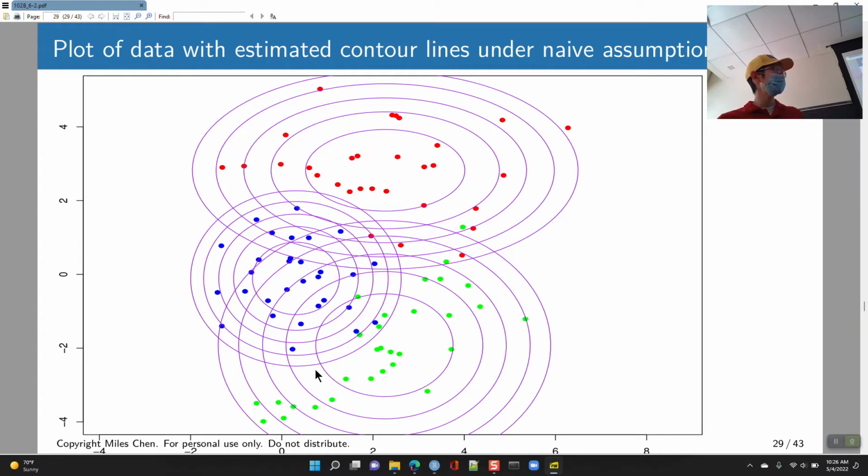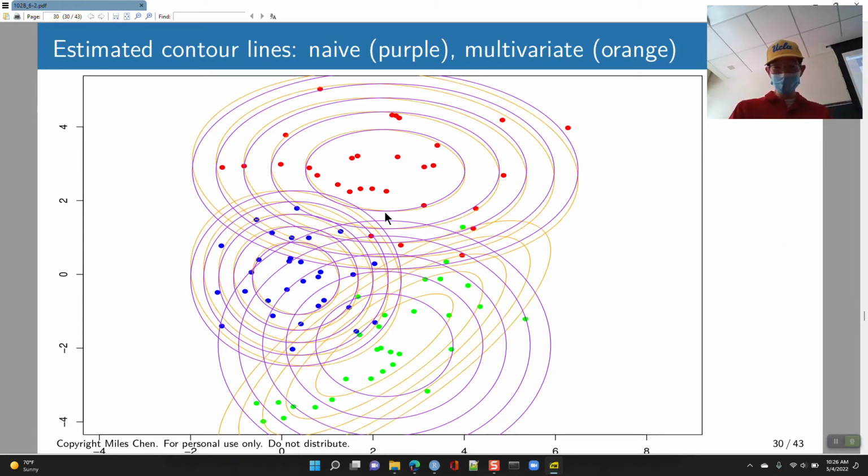We're basing it just on the variance that we see in the x1 direction and the variance we see in the x2 direction, and we're assuming they're independent, so the major and minor axes of the ellipse are perpendicular to each other, and again, not super great. It looks okay for red and blue, because those were actually the case in our generating distribution. Okay, so compare this to when we use the multivariate version. Purple and orange line up okay here, but not for the green data.